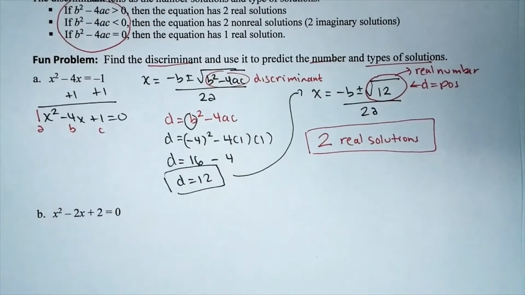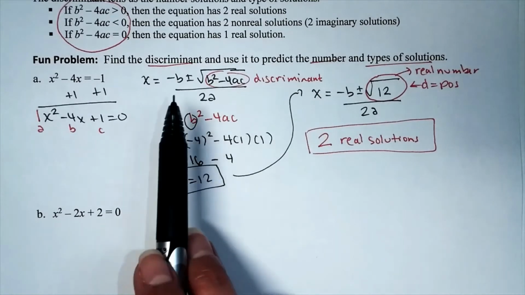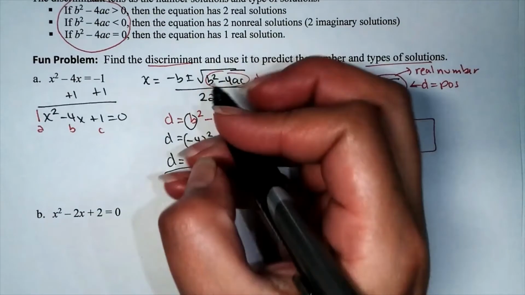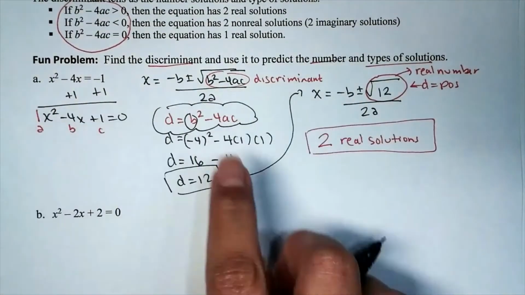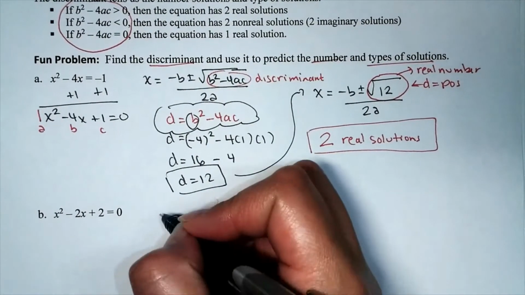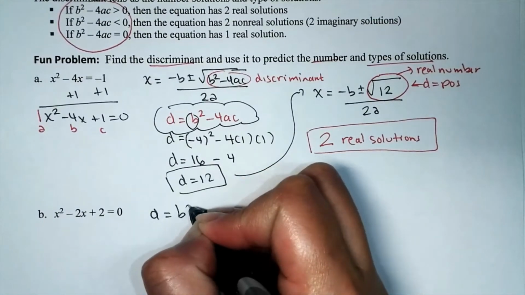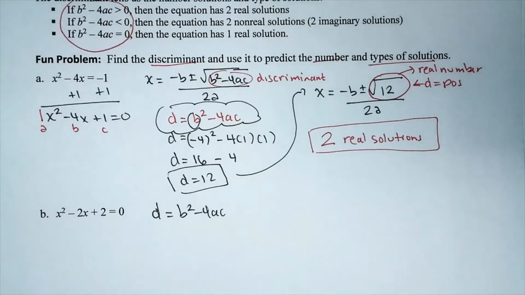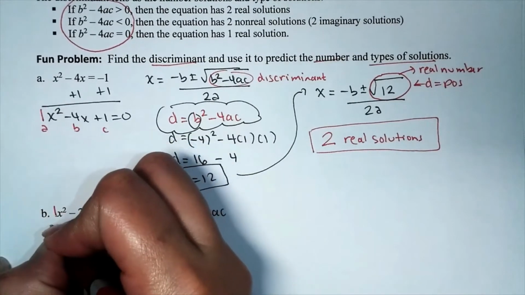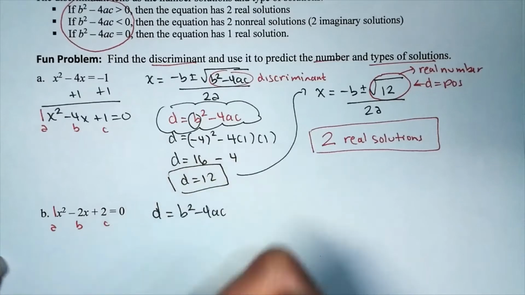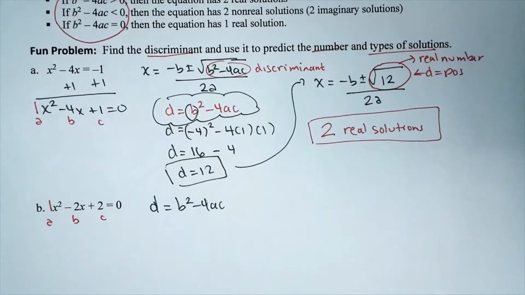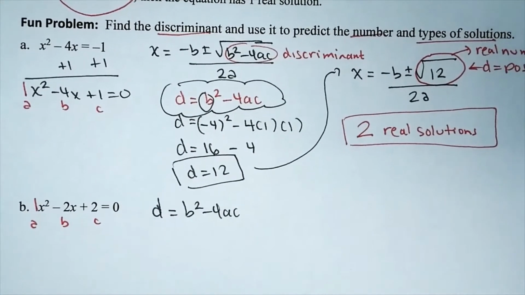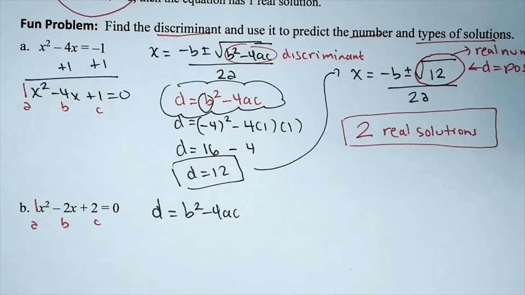Okay, let's go ahead and look at problem B. Lucky for us, it's already set equal to 0, so I'm going to write down the discriminant. I don't have the space to write down the quadratic formula every time, so we wrote it once, so let's copy it over. The discriminant equals b squared minus 4ac, and let's do the math. Leading coefficient once again is 1, so that's our A. Coefficient of the middle term is negative 2. That's our B. Constant term is also 2. So that's our C.